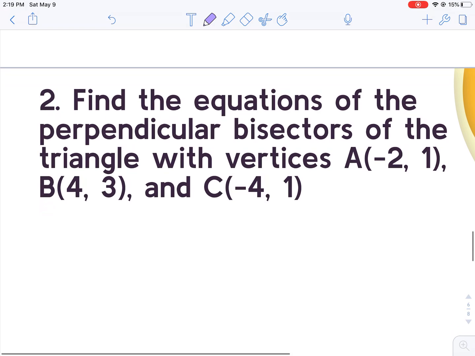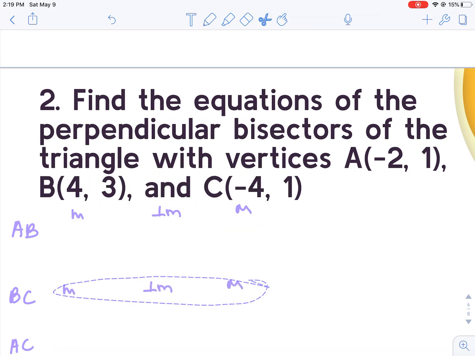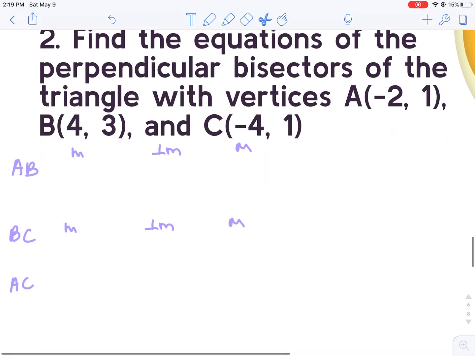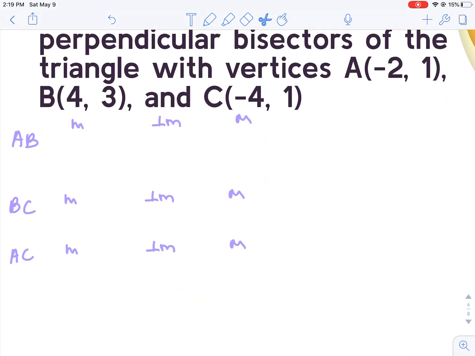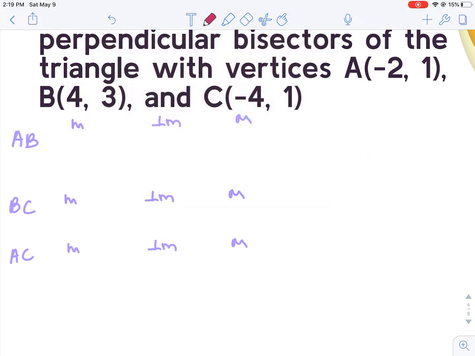We're going to do the same thing now with triangles, and we're going to do this multiple times. So I'm going to start with AB, BC, and AC. And then I'm going to write out the things that I'll need. I need my slope, my perpendicular slope, my midpoint. And I'm going to copy that because I'm going to use it a whole bunch today. I'm going to change colors just so my work's a little bit clearer.